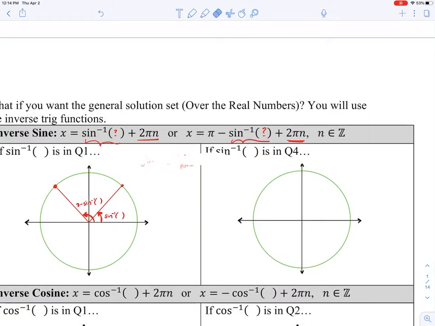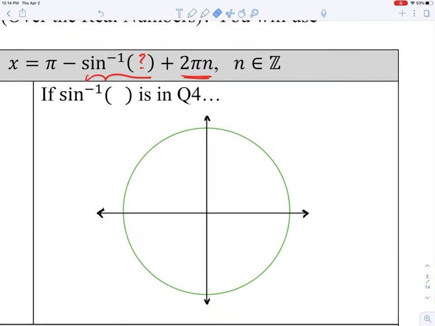Now let's say that inverse sine represented an angle from quadrant 4. So that would mean it was inverse sine of a negative ratio. Okay, so that would actually be a negative angle. So drawing that. So an angle in quadrant 4, inverse sine is the angle in quadrant 4. It would be a negative angle, so rotating in the clockwise direction. So this would be inverse sine, and that's of a negative ratio. And then pi minus the inverse sine.